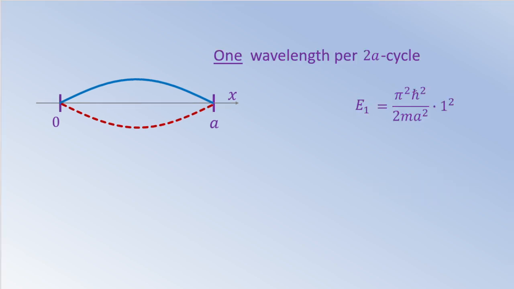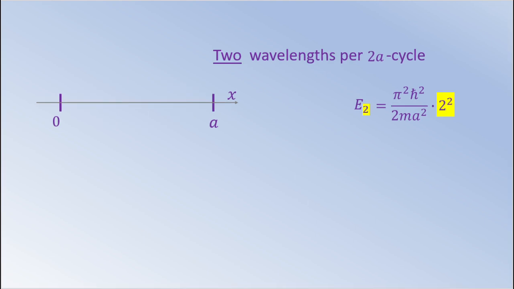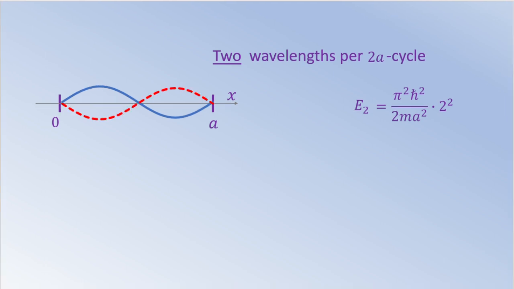Okay, now we draw when two waves fit on the cycle length 2a. We draw one wave to the right, and the second wave returns to the left. Wonderful. For energy levels, we have E2 is equal to the same factor as above multiplied by 2 squared.